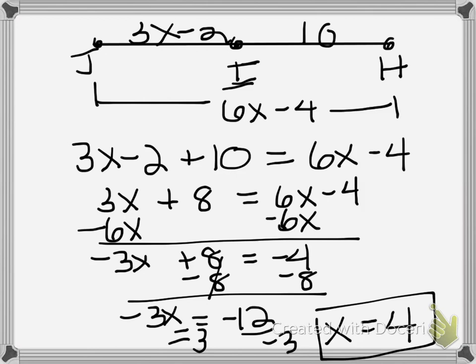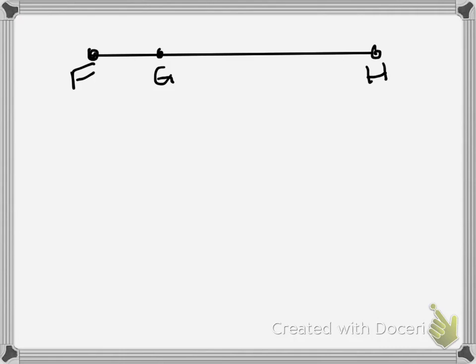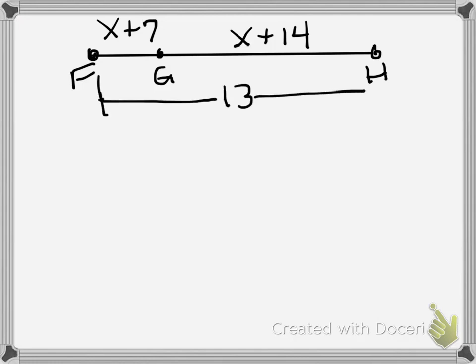Okay, looking at our next example, same type of thing going here. We have our line segment, and that is FGH. FG is labeled as x plus 7. GH is labeled as x plus 14. And the whole thing is labeled as 13.